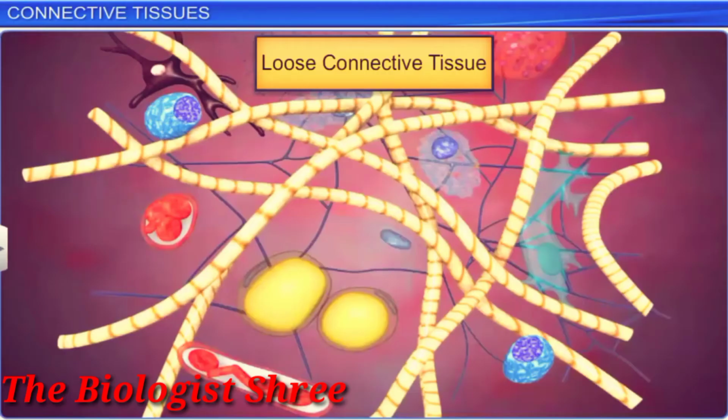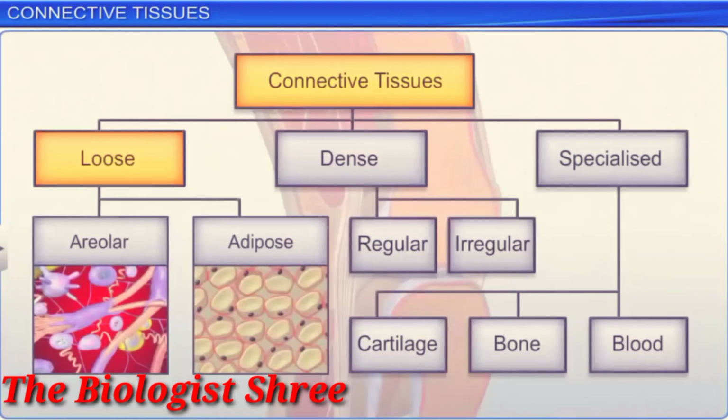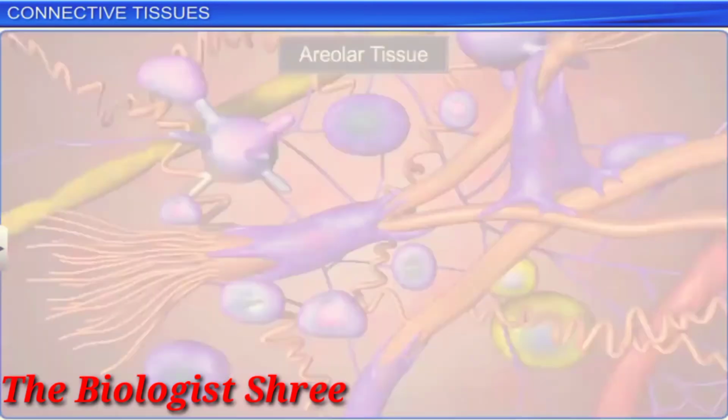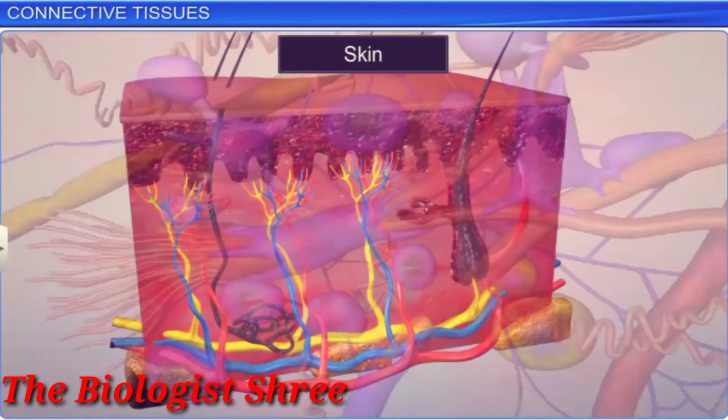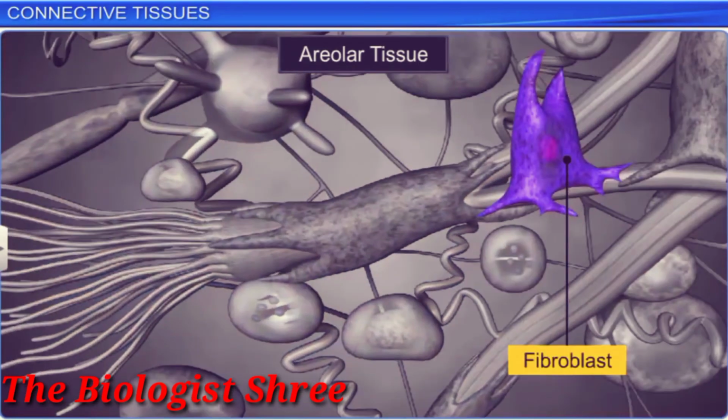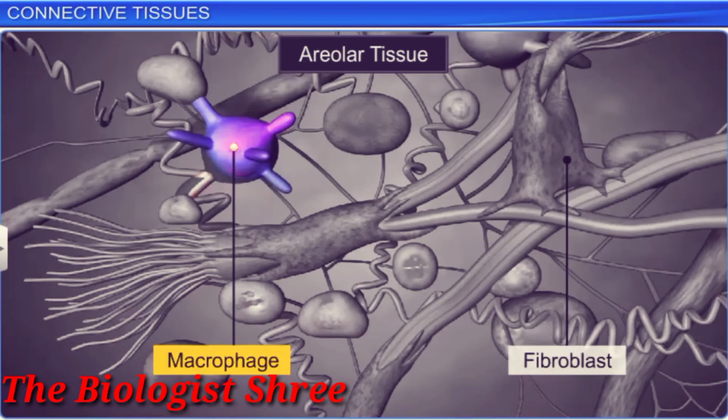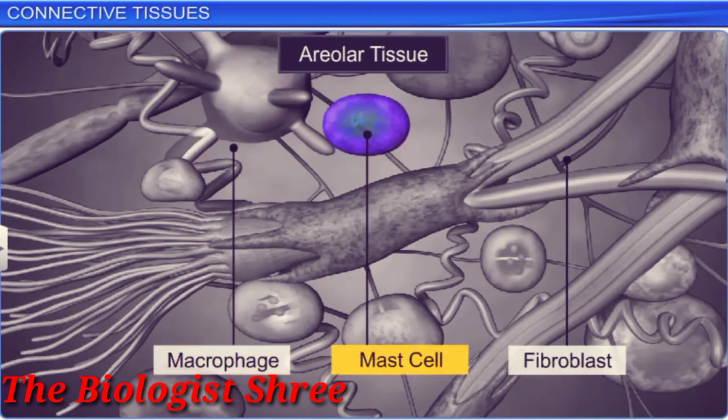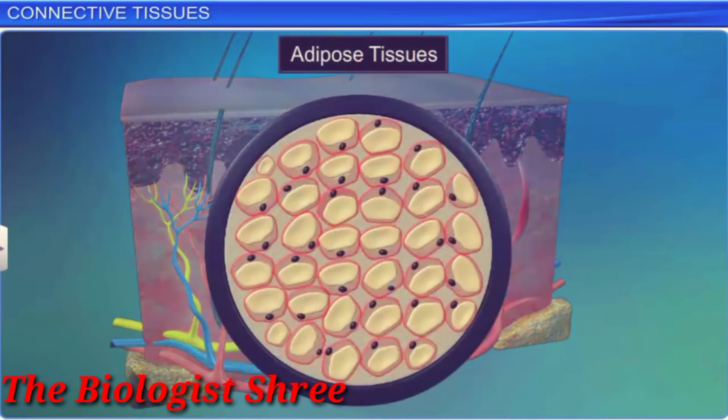In loose connective tissues, the cells and fibers are loosely arranged in a semi-fluid matrix. Loose connective tissue includes areolar and adipose tissue. Areolar tissue is found under the skin and consists of fibroblasts, macrophages, and mast cells. It helps keep the epithelial tissue in place. Similarly, adipose tissue is situated under the skin and is specialized to store fats.